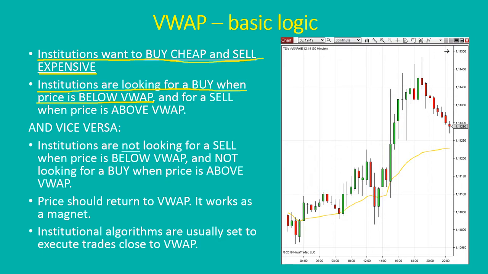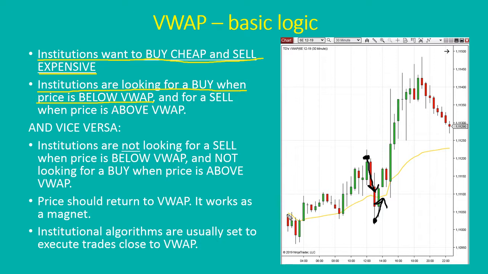So if you look at the picture, there is the VWAP line. The yellow line is the VWAP line. And when the price is below this line, for example in here, institutions are looking for a buy, right? And when the price is above this VWAP line, they are looking for a sell. So for example, in this place, they are looking for a sell. Now, this is a pretty simplified situation, but that's how institutions use the VWAP.